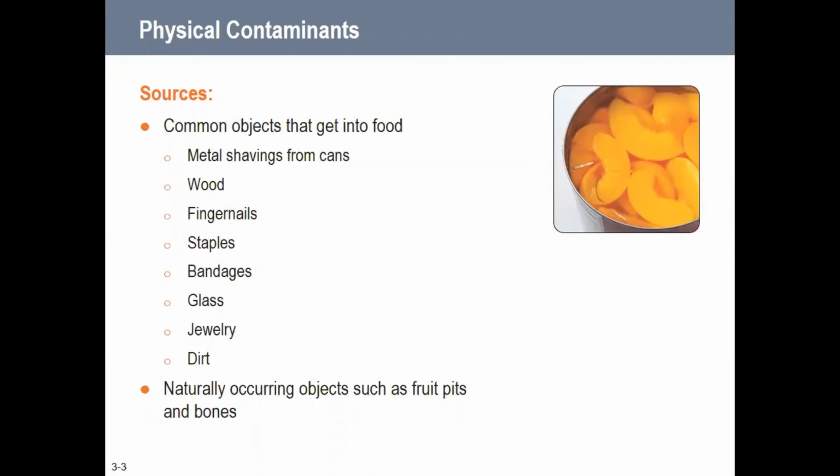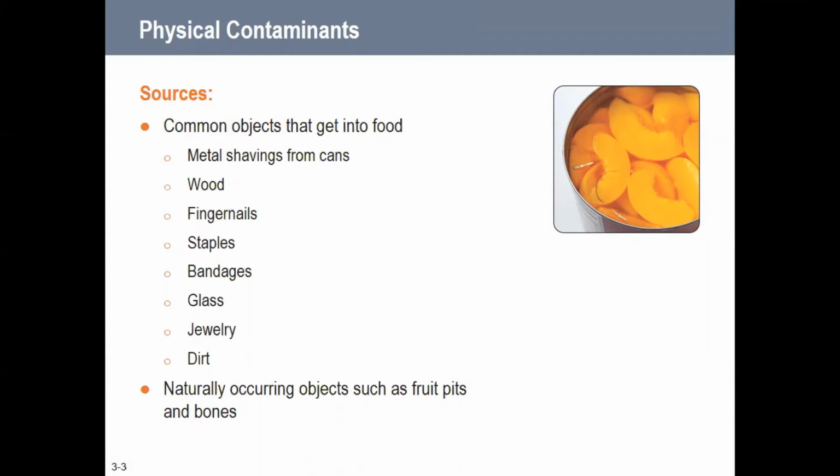So first item is physical contaminants. We talked a little bit about this in the previous chapter, but we really focused, of course, on the bacteria and the microbes as well. So we want to look at what happens if we actually have a physical contamination. Physical contamination is an actual object that gets into food that is not supposed to be there.